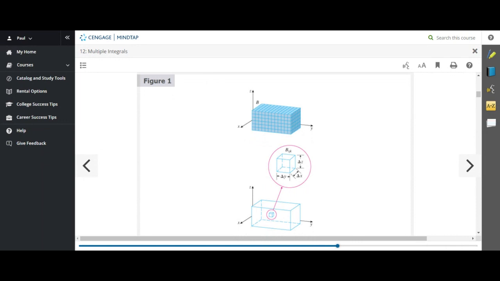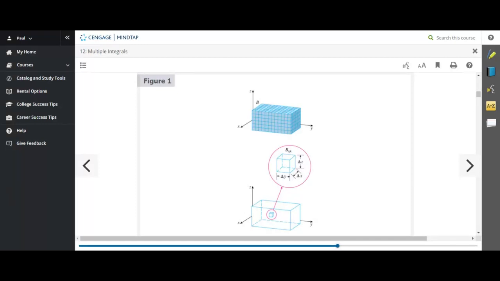If you have a solid, there's a box, okay? You see here in this figure, this is actually figure 1, what we're looking at. You see a box. And we take the box and break it up into a bunch of little sub boxes, okay? And every sub box has its little volume. And the little volume is given by delta y times delta x times delta z.